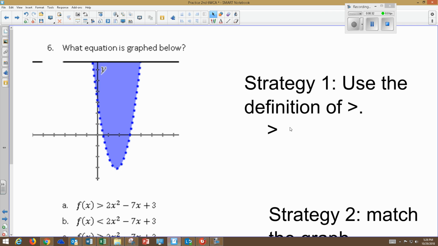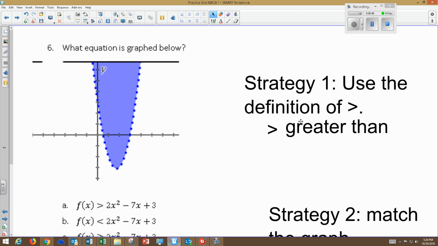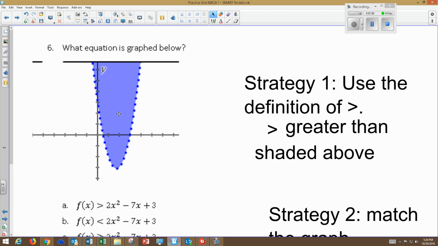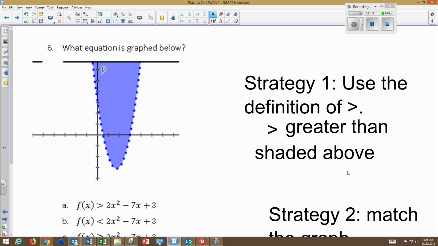Now, what we learned in the first 6 weeks is that this is a greater than, because if you read from left to right, it's a greater than. A greater than, when you're dealing with inequalities in the graph, means it should be shaded above. So if it's shaded above like this one is, then we should only be looking at greater thans. That means A we should consider and C we should consider, because those are the ones with greater thans.